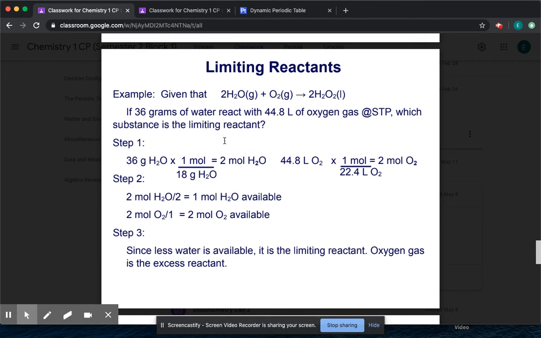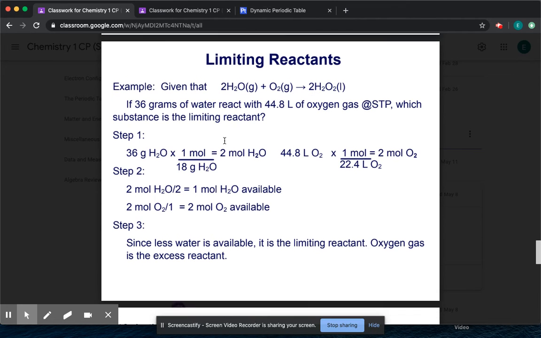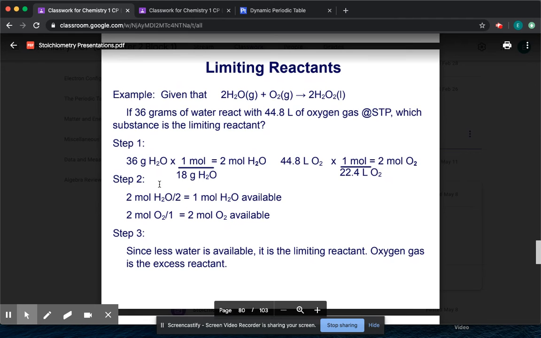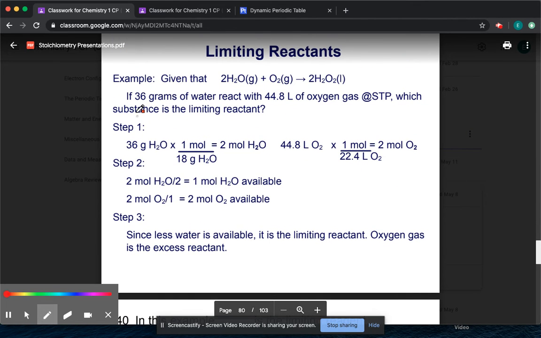So rather than just being given the moles right away, this is a more realistic example of what you would see in the worksheet. If we wanted to figure out which one is limiting, the first thing we've got to do is convert everything to moles. This is where the math portion comes in a little bit. They're not going to give us moles right away. In this case, they tell us grams of water. We have water and oxygen reacting to make hydrogen peroxide, the disinfectant. 36 grams of water, and we have 44.8 liters of oxygen. They give us mass for one and volume for the other.